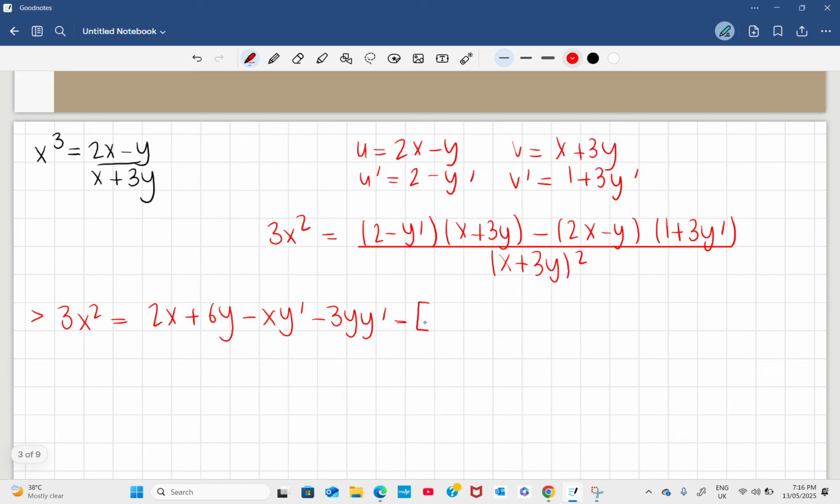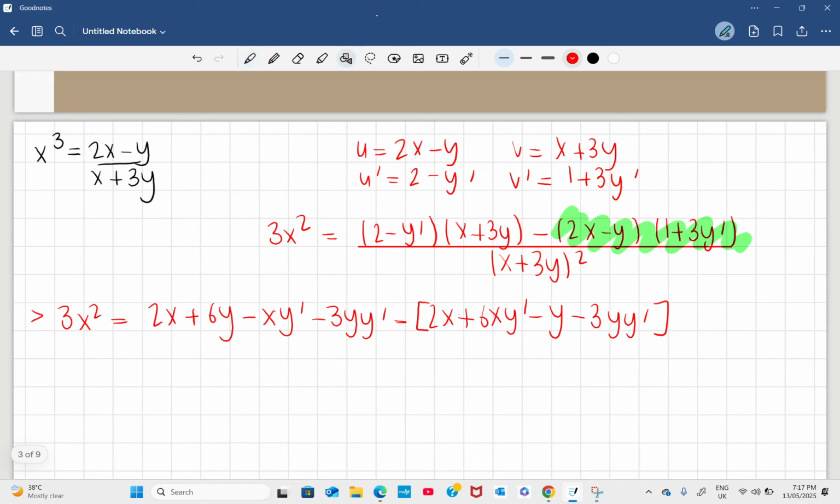Minus, now I'm gonna open brackets, always open brackets to avoid confusion. Now I'm gonna completely ignore the negative and just do this part. Alright, so 2x times 1 is gonna give me 2x. 2x times 3y prime is gonna give me 6xy prime. And then minus y times 1 is gonna give me minus y. Then minus y times 3y prime is gonna give me minus 3y y prime, and I'm gonna close the brackets.